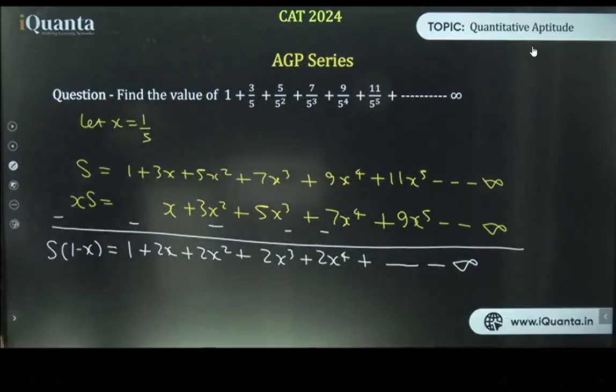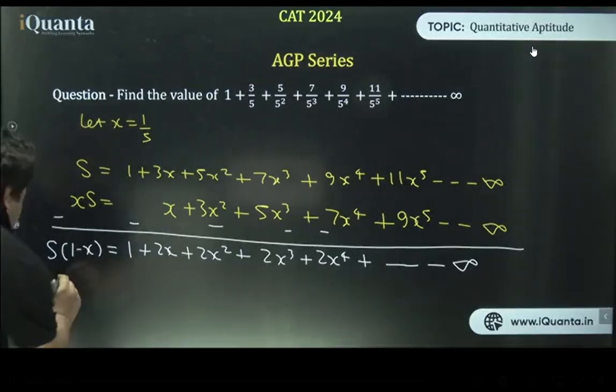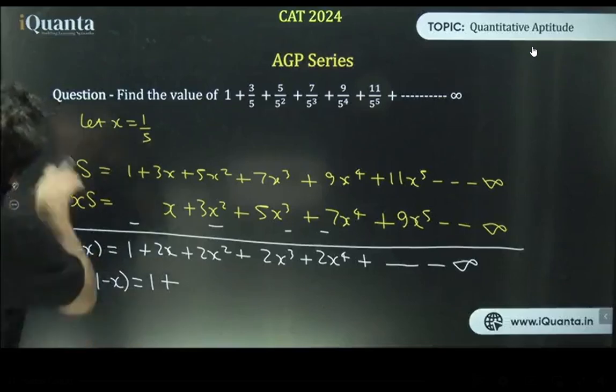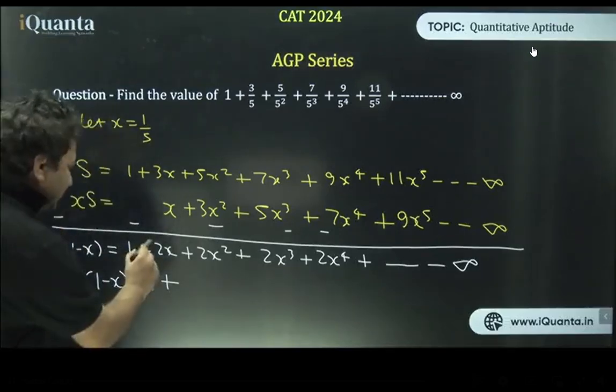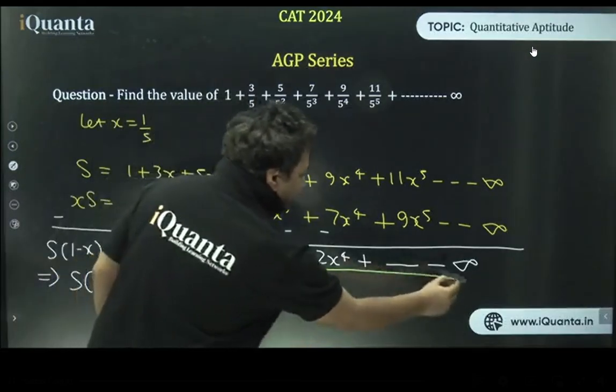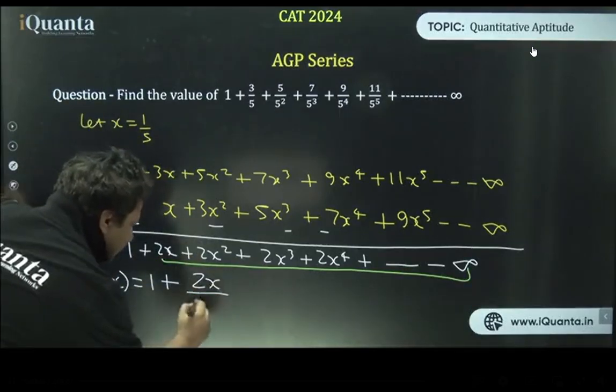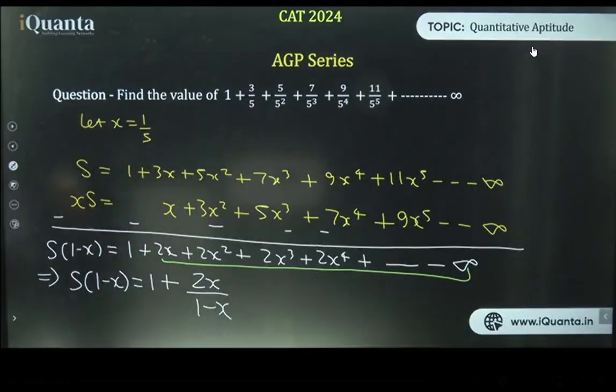Okay? Is that cool? Now, S times 1 minus x will be equal to 1 plus... Now, this whole, listen to me carefully, this whole is nothing but an infinite GP where 2x is the first term and common ratio is x. So this is what we have. Is that clear?